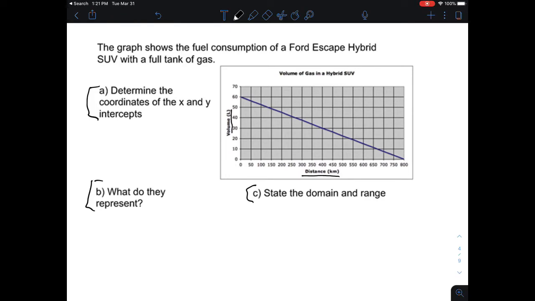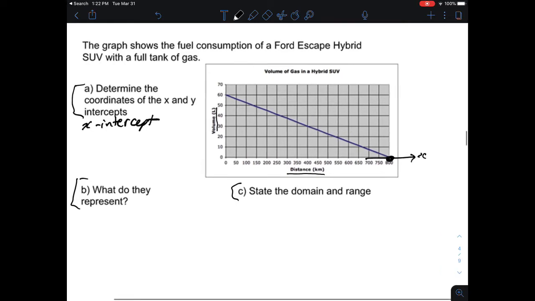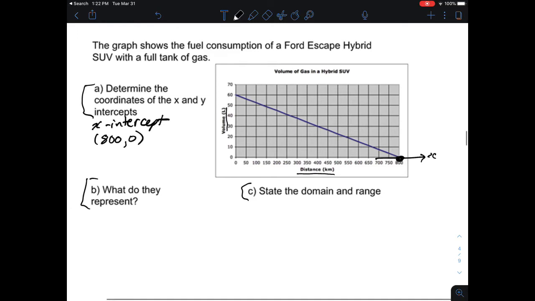Okay, so what does all this mean? The x and y intercepts. So the x-intercept is down here where the line crosses the x-axis, and that's at 800. So the coordinates would be (800, 0). The y-intercept, on the other hand, is up here at (0, 60).